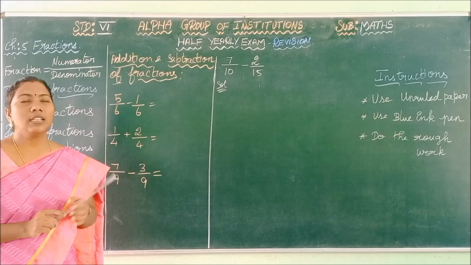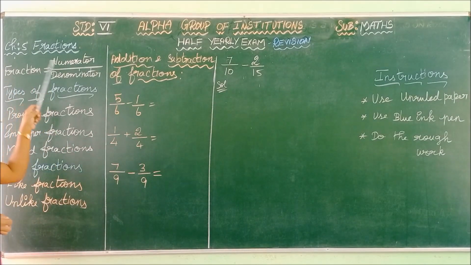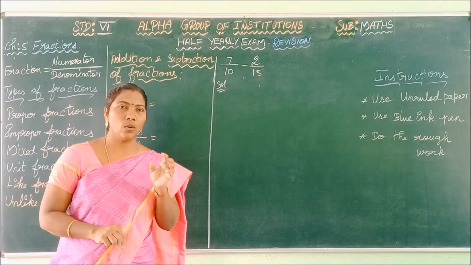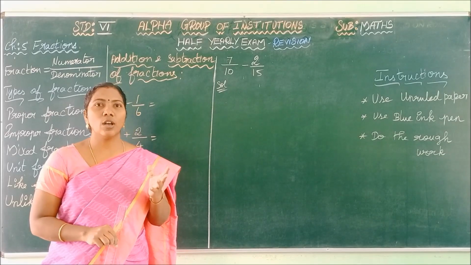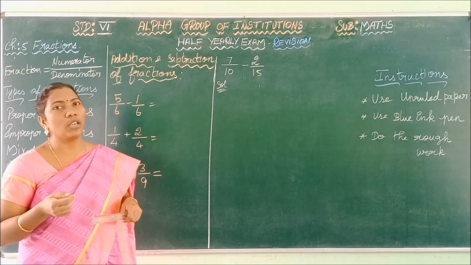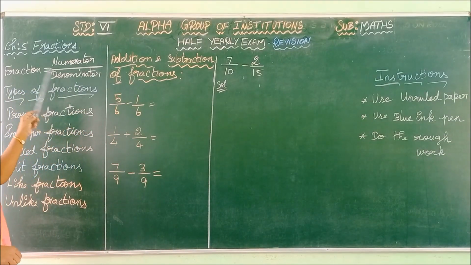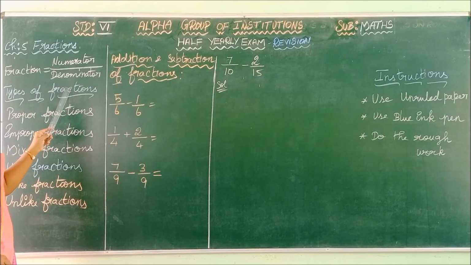Okay. Next we are going to revise the chapter 5, fractions. What is meant by fractions? Fraction is a part of a whole. The whole is either a single object or a collection of objects. So fraction is a part of a whole. It contains a numerator as well as a denominator. So fraction equals numerator by denominator.